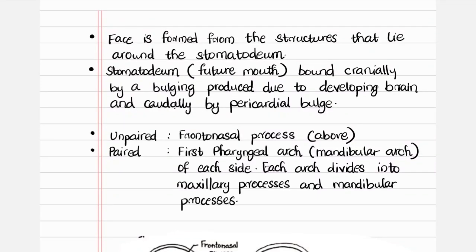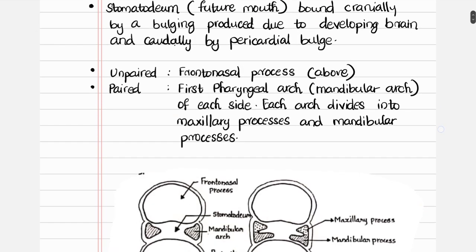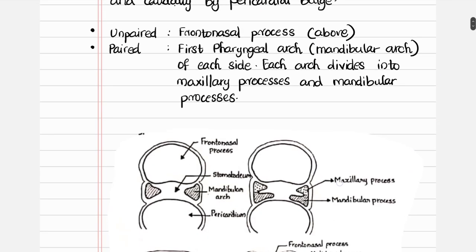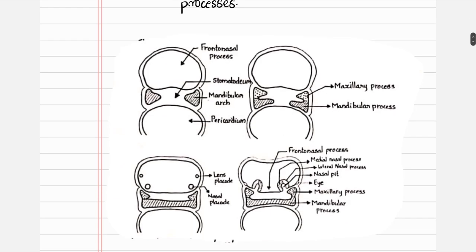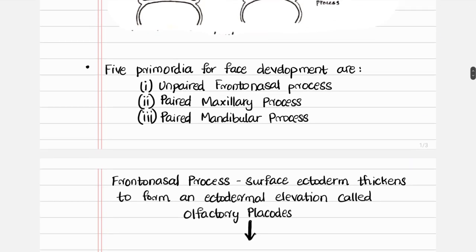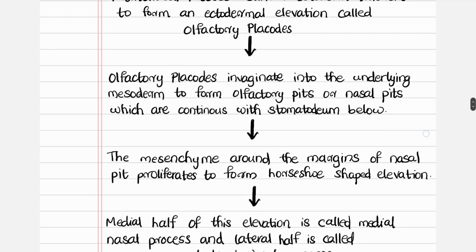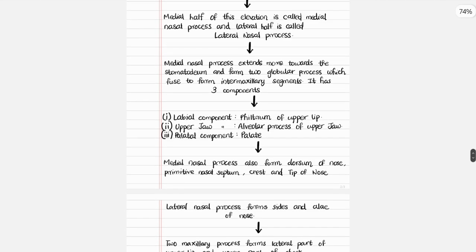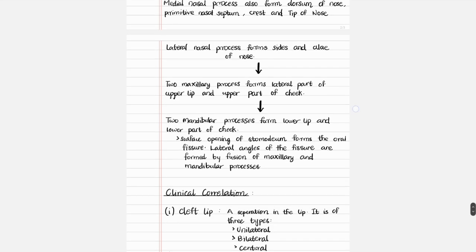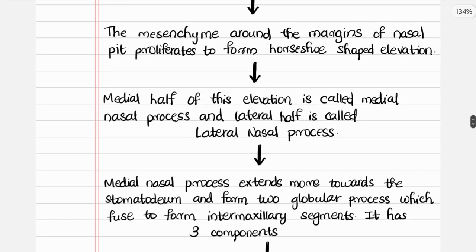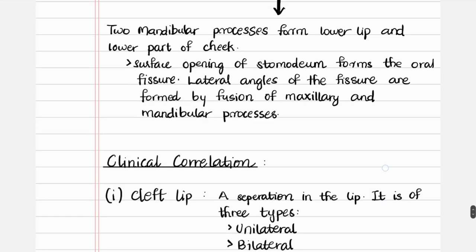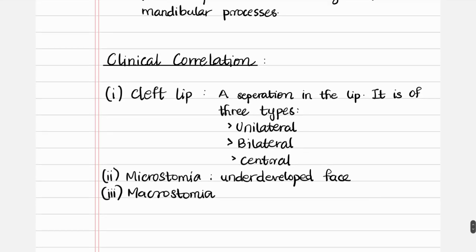Hi. So in this video we are going to study how to write an essay on the development of face, which is a main question in embryology. First we have to give an introduction, then write about the paired and unpaired processes in the development of face, then give a simple diagram, then the 5 primordia, then a small flow chart which is easy for the examiners to analyze and which includes all the important points that should be included in the development of face. Then we have to write 4 examples of clinical correlation.